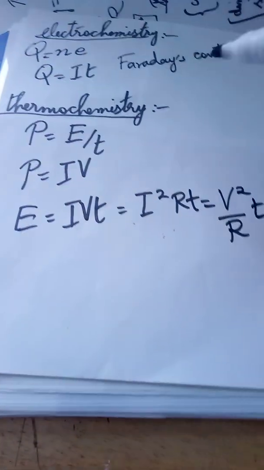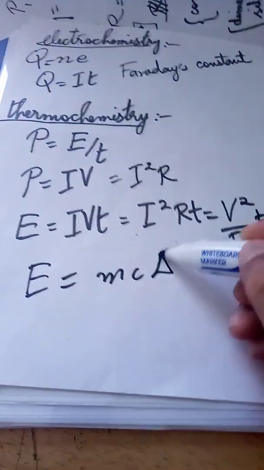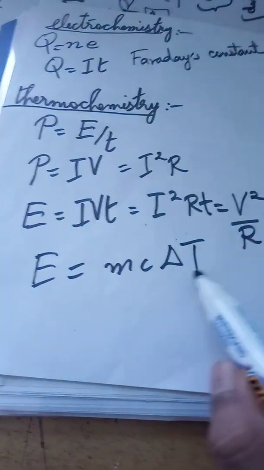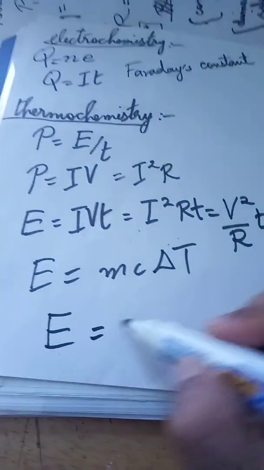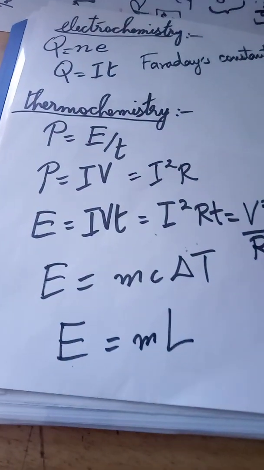And then you also use E equals mc delta T, which is mass of the fluid times specific heat capacity of the fluid times the temperature differential. And you use E equals ml for latent energy, latent heat of fusion and vaporization. So for electrochemistry, we've done that. For thermochemistry, we've also established the formulae we use. And then we've got colligative, and then the rest of the chemistry, which is physical and organic. We use the same units throughout the course.